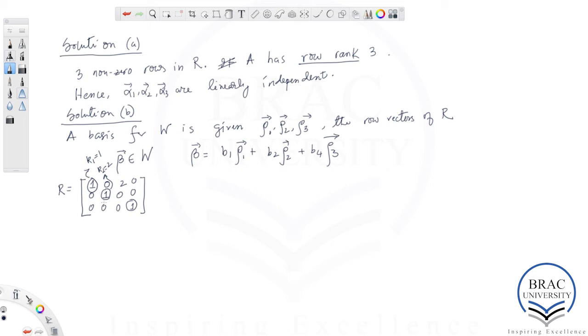And what is K3? K3 applies to the third row. That's why we call it K3, and K3 is equal to the fourth column. So K3 is equal to 4 because this leading one on the third row occurs in the fourth column. That's why K3 is equal to 4.